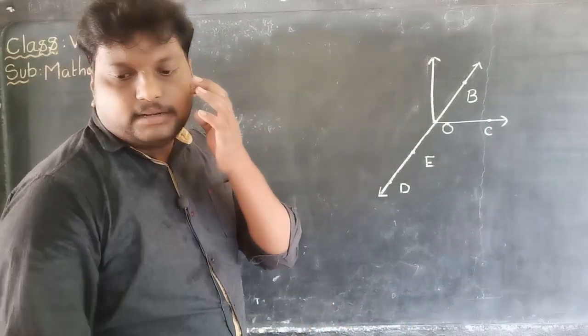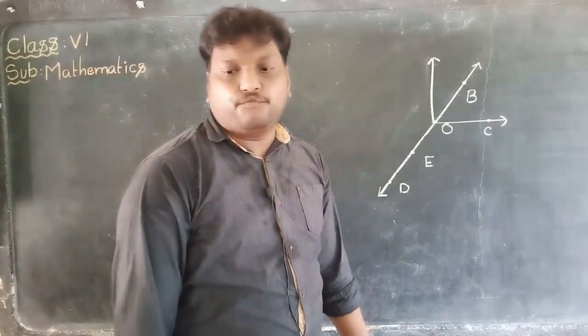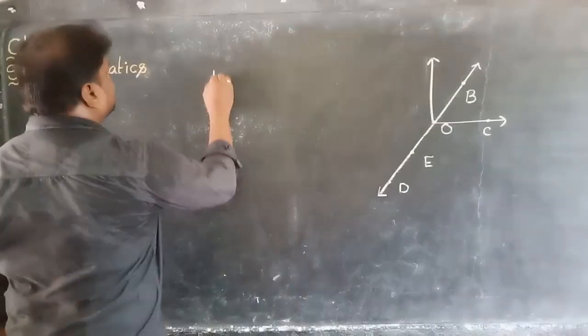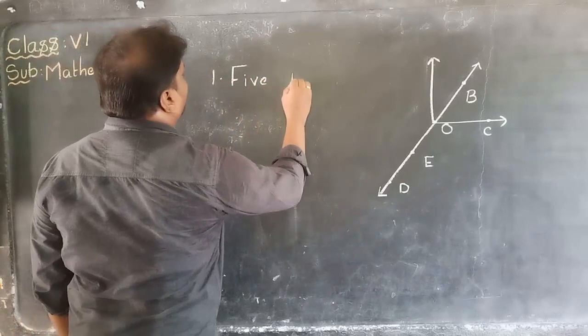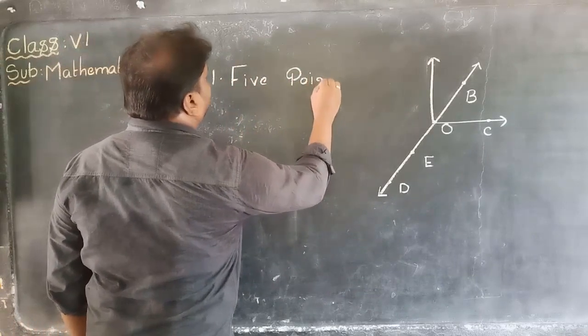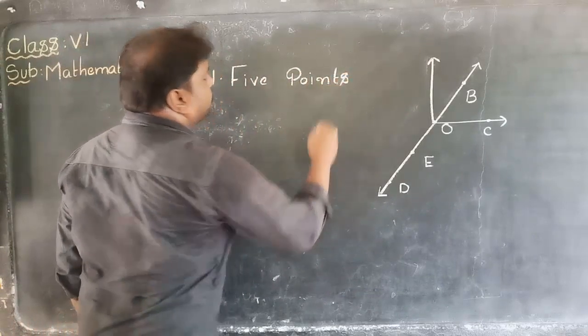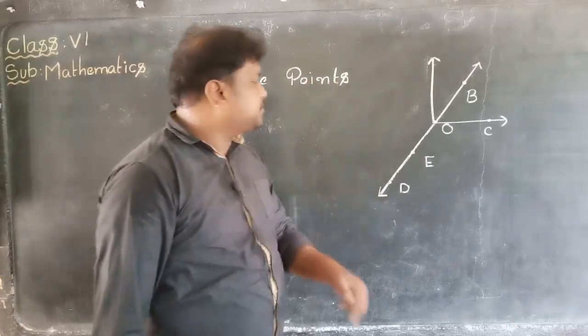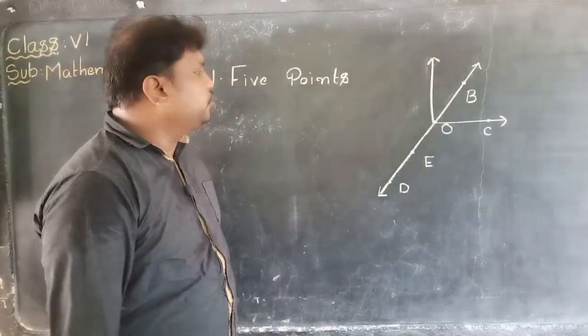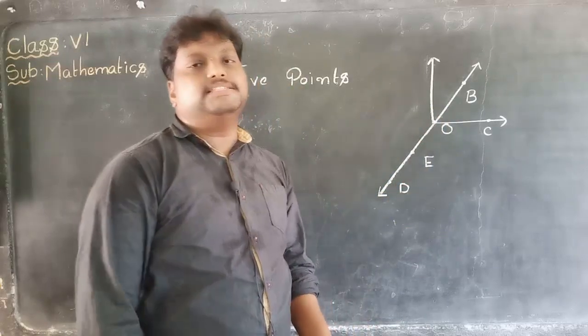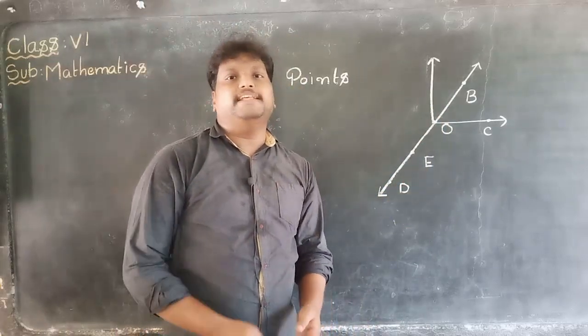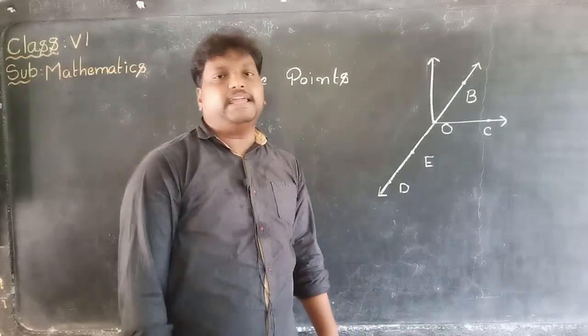Okay, using the figure, the first one is 5 points. Just observe the figure. We have to choose any 5 points. What did we explain last class? A point is nothing but a representation of a location.